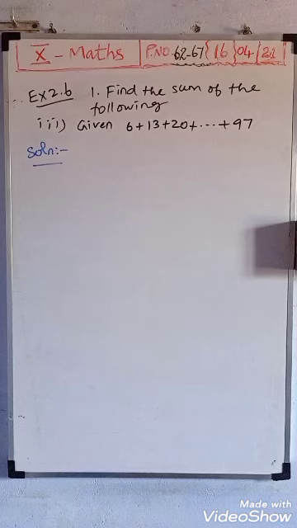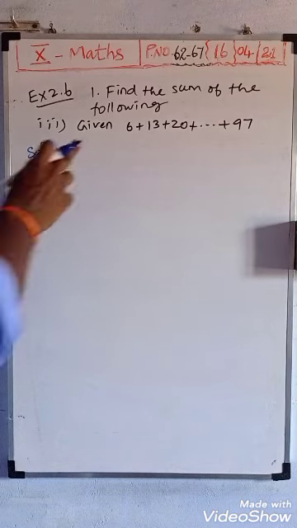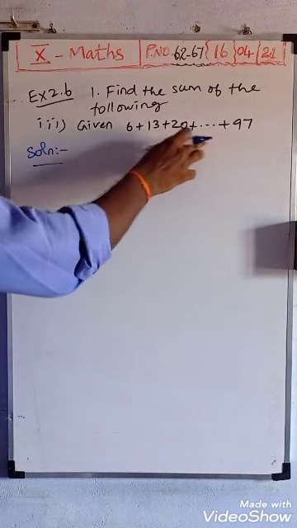The given question itself is given: 6 plus 13 plus 20 plus up to etc. plus 97. Up to 97 this series should be added. What is the answer we will receive? We want to find that. For that, first we want to know here how many terms are there, N, in that series. T1, T2, T3 up to etc.